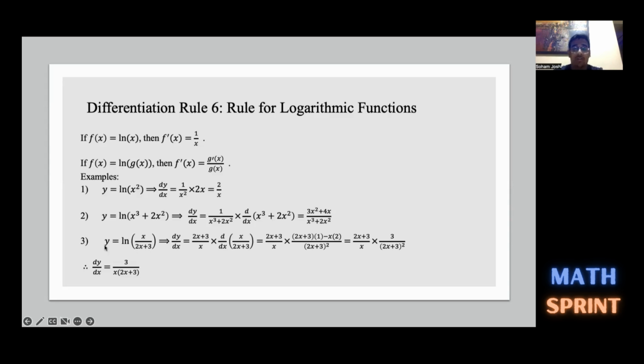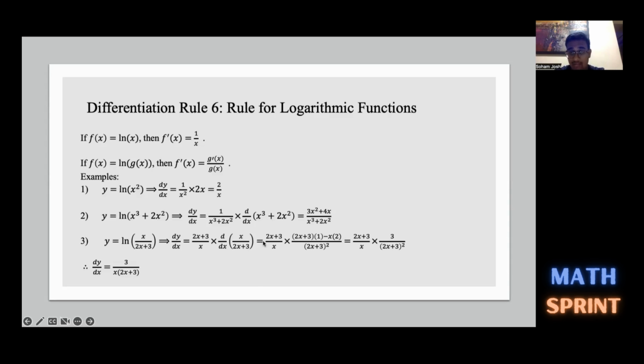So now the third one, y is equal to ln of x by 2x plus 3. Let g of x be equal to x by 2x plus 3. To find g dash of x, we need to use the quotient rule. The function in the numerator can be labeled as u of x, which is equal to 2x plus 3, and the function in the denominator can be labeled as v of x, where v of x is equal to x. So v dash of x will be equal to 1. We just substitute as per the formula and we get g dash of x is equal to 3 by 2x plus 3 whole square.